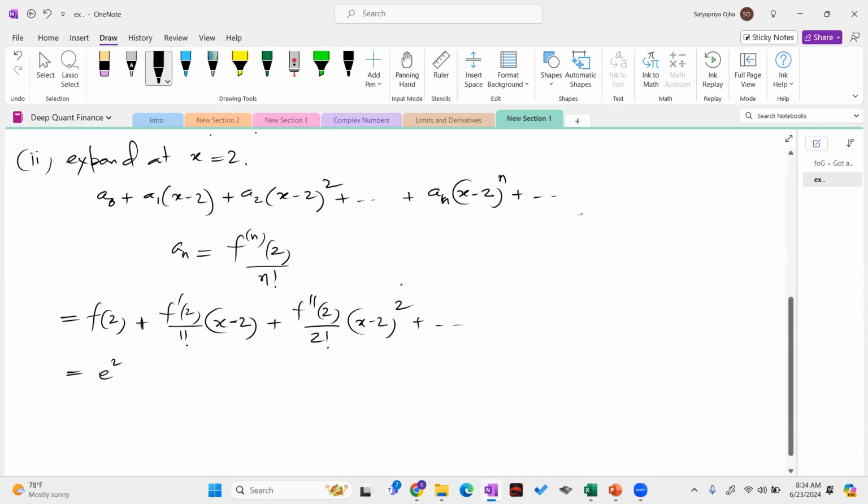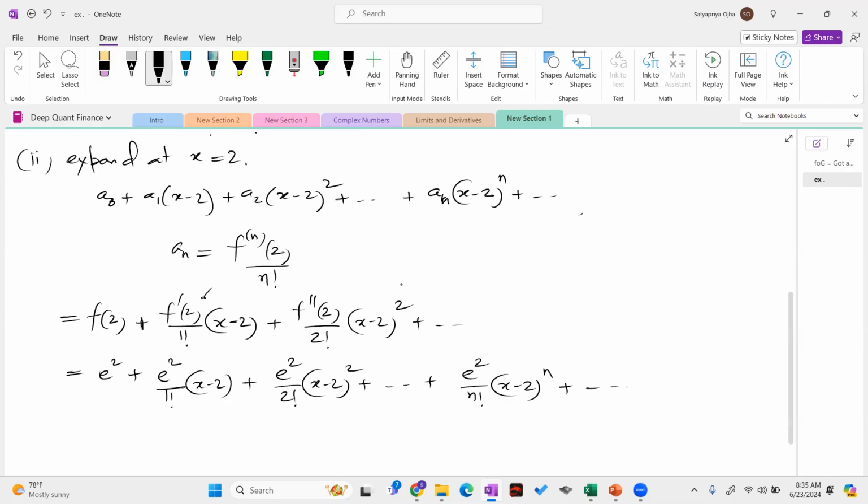F of 2 is e square. Derivative of e to the power x is e to the power x. Again, you put 2, so that is also e square. This is always e square, right? That is how it goes. Nth term would be, again, e square by n factorial, x minus 2 whole to the power n. This is expanding e to the power x around x equal to 2. Okay, are you clear with this?